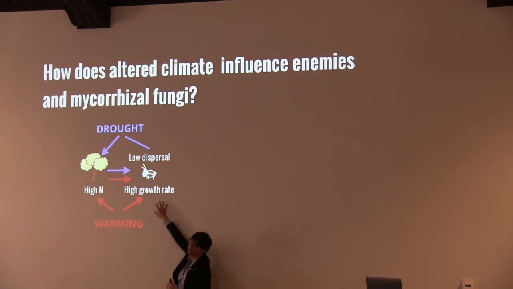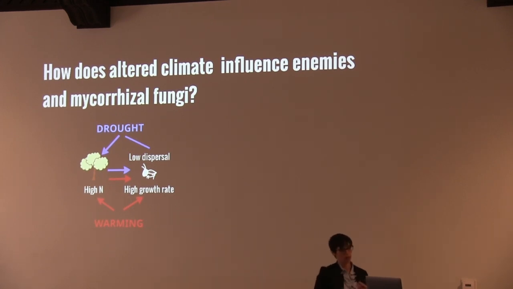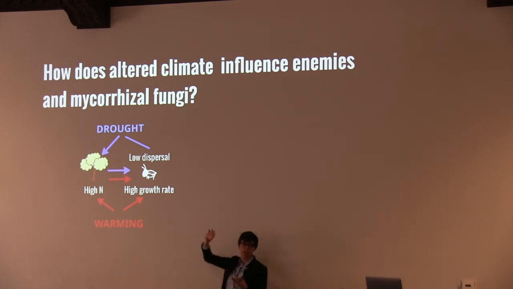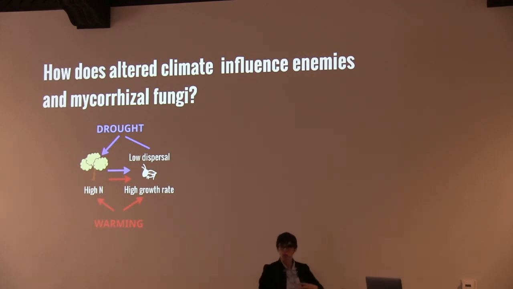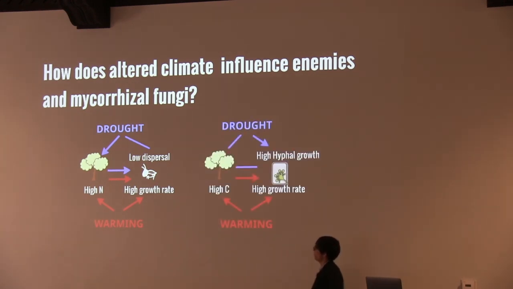There's also kind of a fertilization effect on the enemy, so they might grow much more rapidly at higher temperature. But then the drought might have a negative effect on the enemy. If you think about pathogens needing moisture to disperse, it could also have some inherent positive effects. So overall we think, okay, maybe warming has a good effect on the enemy, and drought has a negative effect.